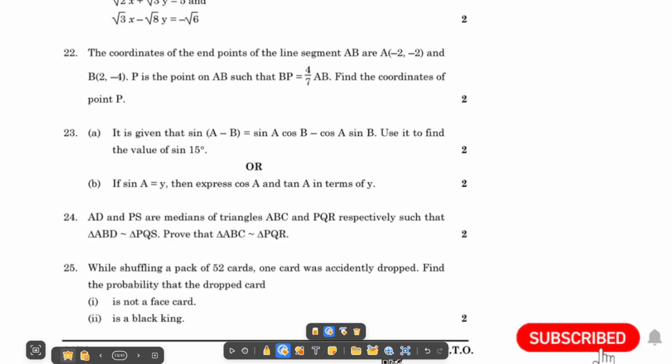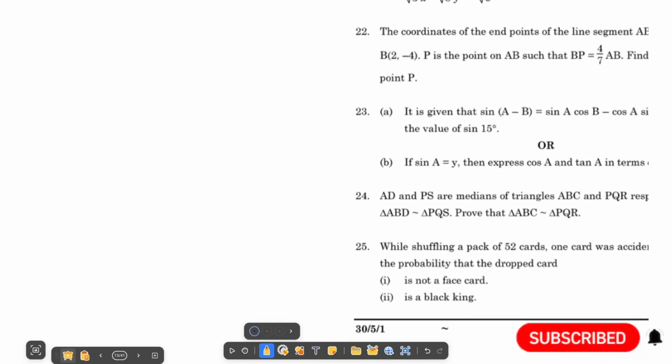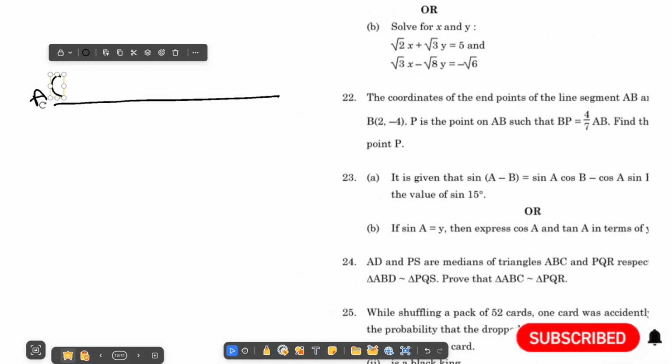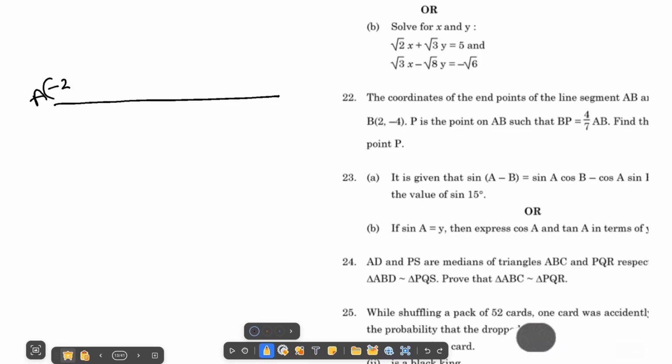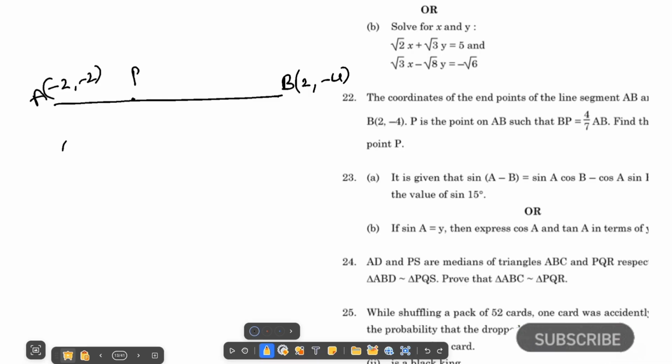So let's draw the straight line. So here it is given that a straight line AB. A coordinates are, what are the A coordinates? -2 comma -2. Next B. B coordinates are 2 comma -4. So there is a point P on AB such that it is given that BP will be 4/7 of AB.